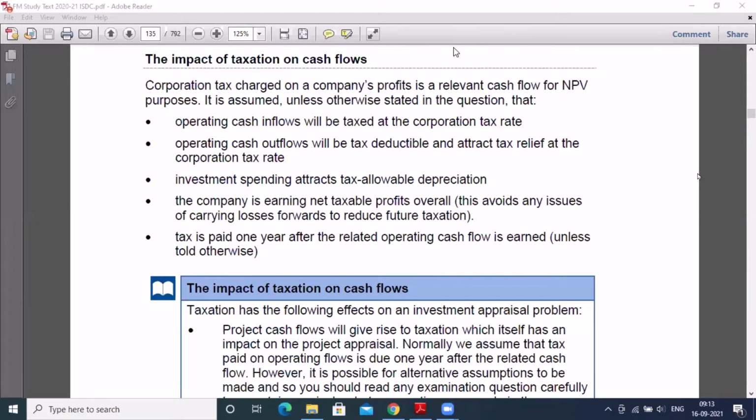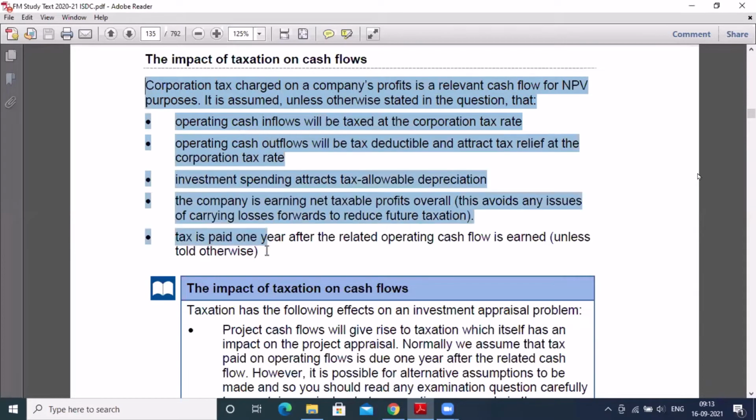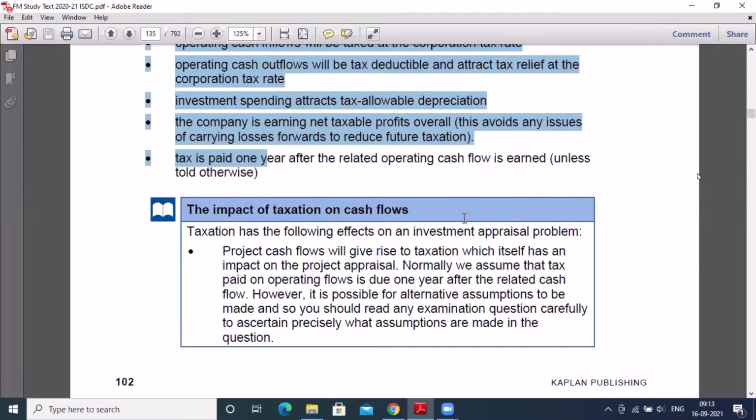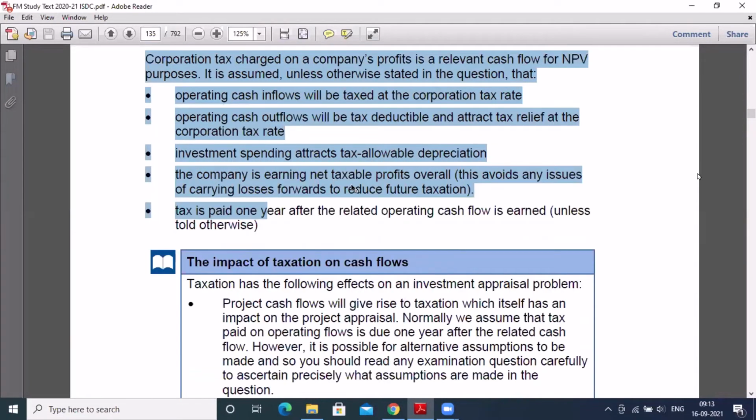So before I go with the impact, just see the impact of taxation on cash. Just go through these points once. Just have a reading. Anyway, we will be having a detailed discussion on all this. Just once go through.